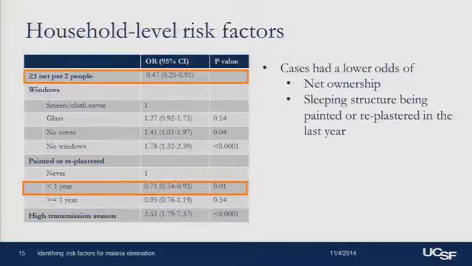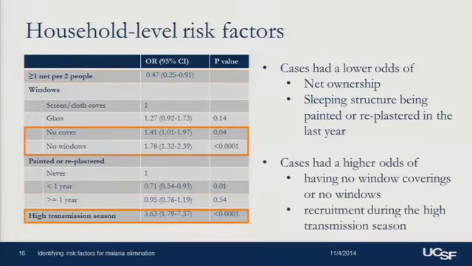Household level risk factors: cases had a lower odds of net ownership and of the sleeping structure being painted or replastered in the last year. In addition, cases had a higher odds of having no window coverings or no windows, so possibly they're spending more time outside and they don't have window coverings to protect them when they're inside, and were more likely to be recruited during the high transmission season.